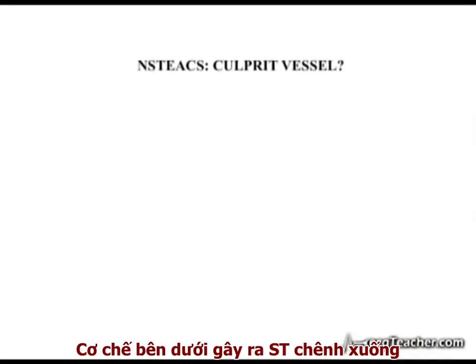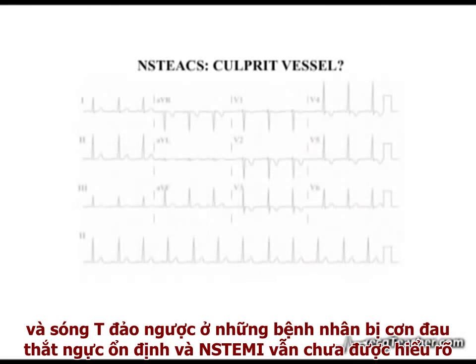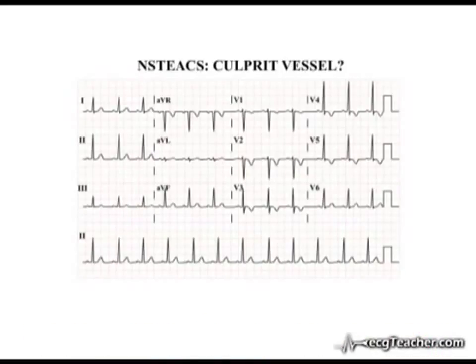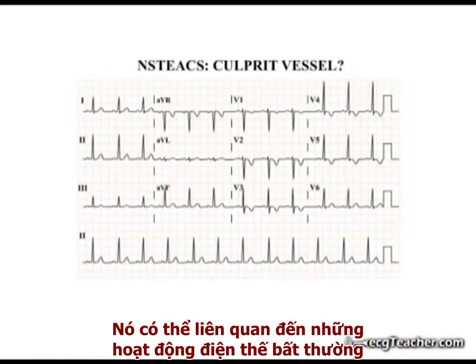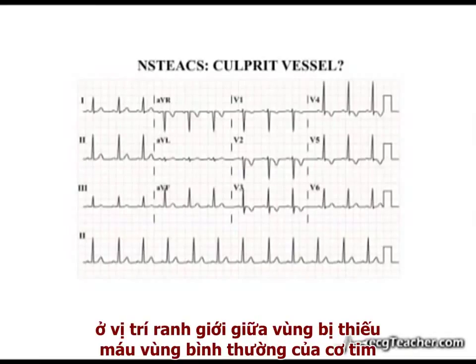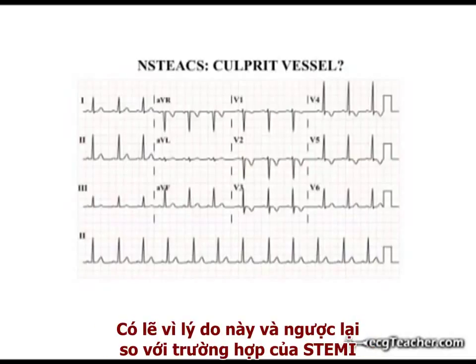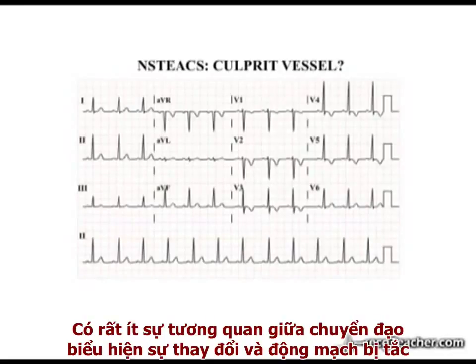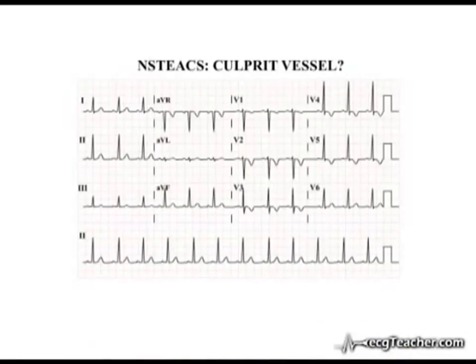The mechanisms generating ST depression and T-wave inversion in patients with unstable angina and non-ST elevation MI are poorly understood. They may relate to abnormal electrical events at the margins between ischemic and adjacent normal regions of myocardium. Perhaps for this reason, and in marked contrast to ST elevation MI, the distribution of the ECG changes among the leads correlates poorly with the vessel obstructed.